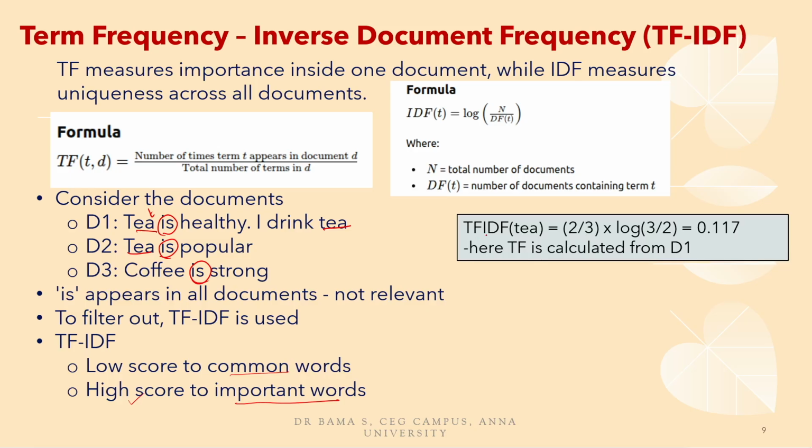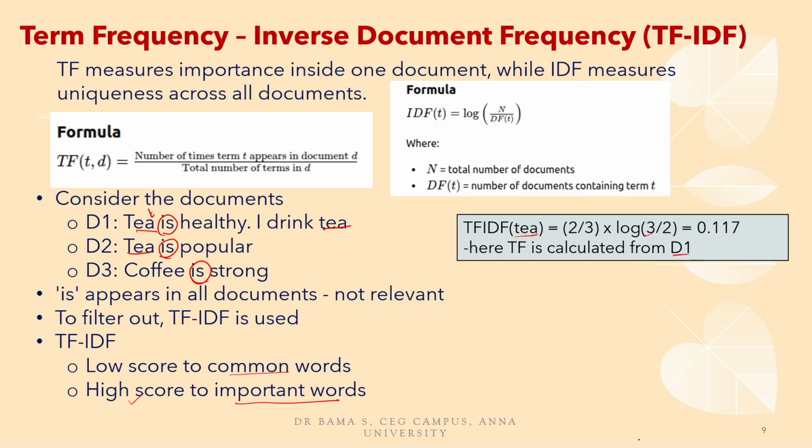Now if we see TF-IDF of T, where T is a term, and the total number of terms in document D. Here I am considering only D1. From D1, TF-IDF of T is 2 by 3 multiplied by log of the total number of documents over the number of documents containing the term T. We have 3 documents, so it is 3, and the number of documents containing T is 2, therefore 3 by 2. So the answer when we calculate is 0.117.